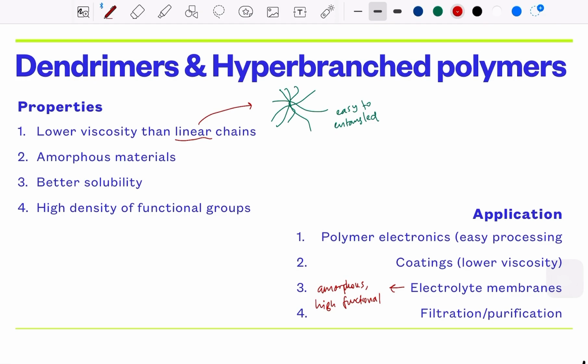High functional group density, yeah. Also I think for filtrations, we also need similar applications. Okay, that's the conclusions from the dendrimer.